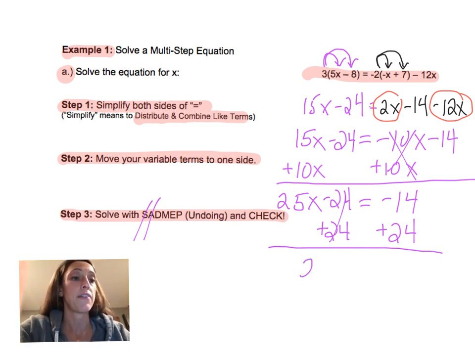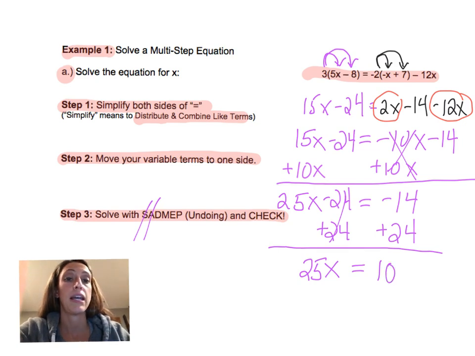So on the left side, I have 25x. And then that's equal to the sum of negative 14 and 24. So that'll give me 10. And then I have to go ahead and look for any division or multiplication. And on the left side, I see that x right now, the guy I need to get by itself, is being multiplied by a factor of 25. So if I want to get rid of that multiplication, I now need to divide both sides by 25.